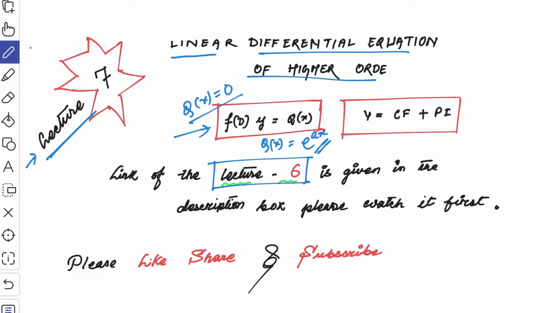We know the solution of this kind of equation is given by y is equal to CF plus PI. We have already discussed those basic things in the last lecture, so please watch that video first. So now let us start.